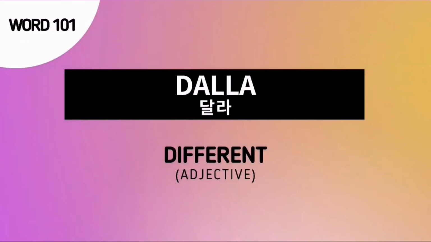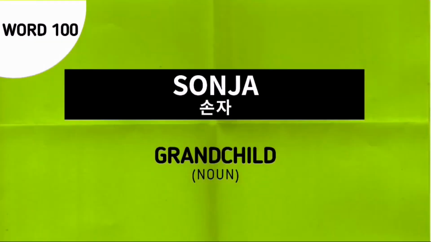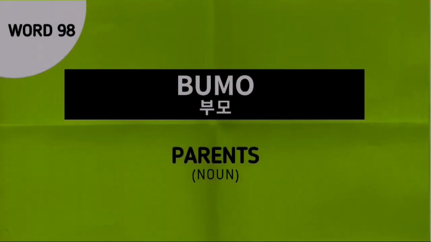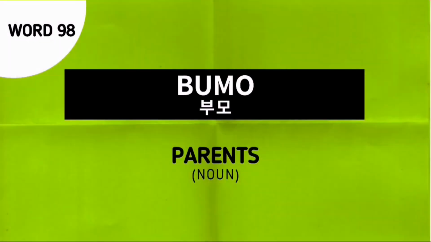Word number 101 is tarda. This is an adjective which means to be different. Word number 100 is sonja, and this is the Korean noun for grandchild. Word number 99 is adeul, and this is the Korean noun for son. Word number 98 is bumo, and this is the Korean noun for parents.